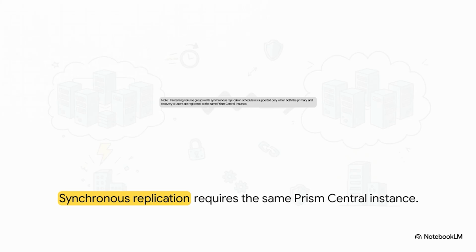And this brilliantly illustrates a strict architectural requirement that comes straight out of the official documentation. When you're protecting volume groups with a synchronous replication schedule, it is supported only when both the primary and the recovery clusters are registered to the exact same Prism Central instance. So if an exam question tries to trip you up by asking about synchronous DR for a VG across disparate Prism Central instances, boom, you immediately know it's an unsupported configuration.